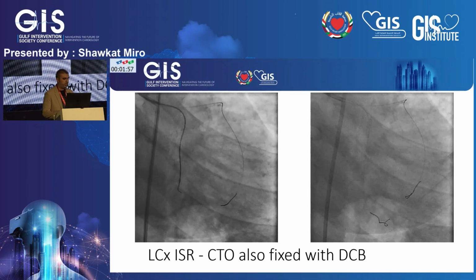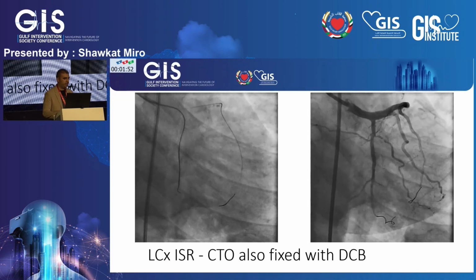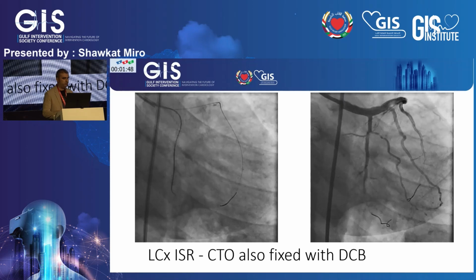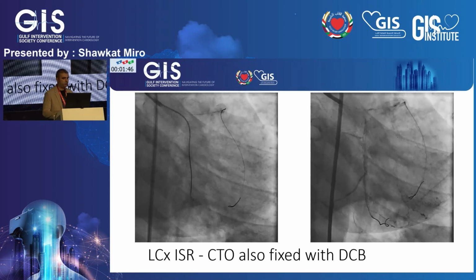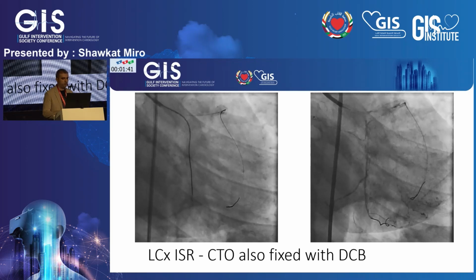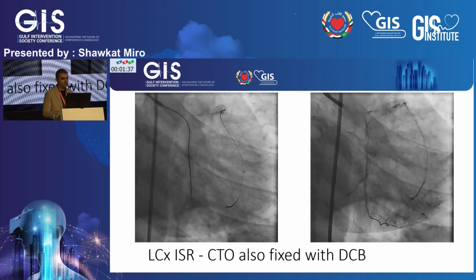Then we moved to the LCX CTO ISR because the material was already there, the same microcatheter and the same Gaia Next 3rd. We penetrated and changed to a workhorse wire, and we deployed some DCBs at the site of the occlusion, and we restored TIMI 3 flow in the LCX ISR CTO.